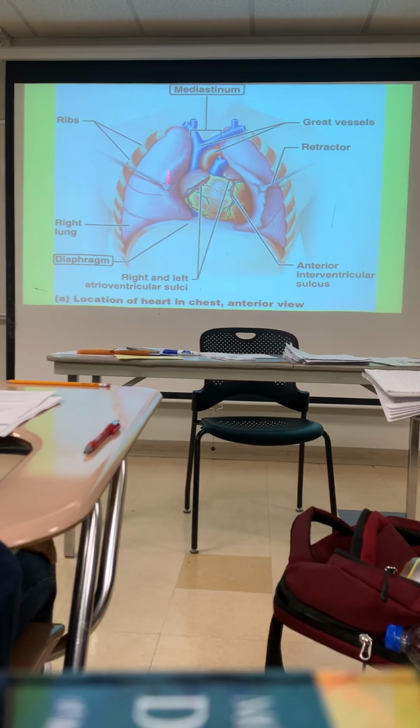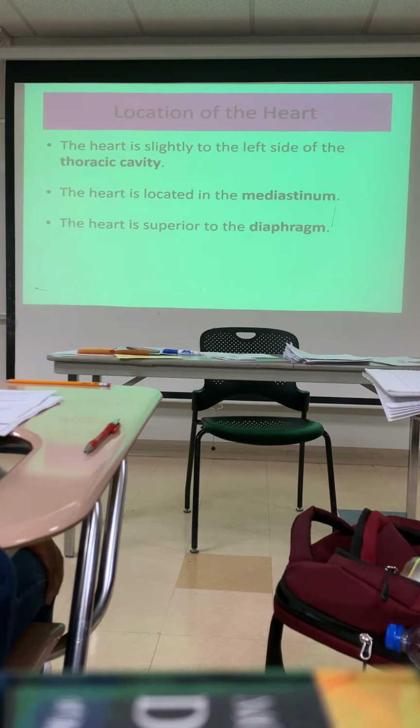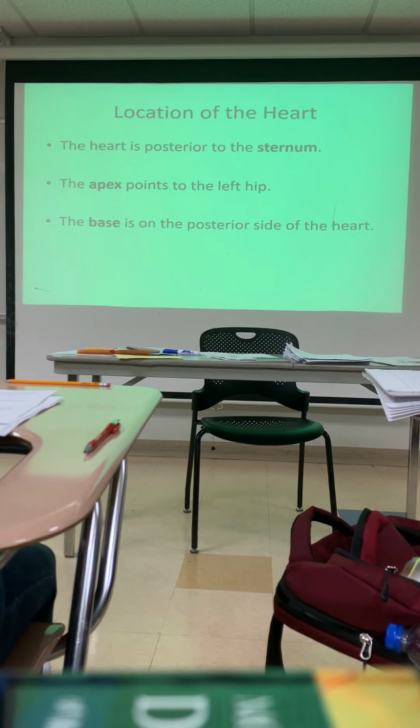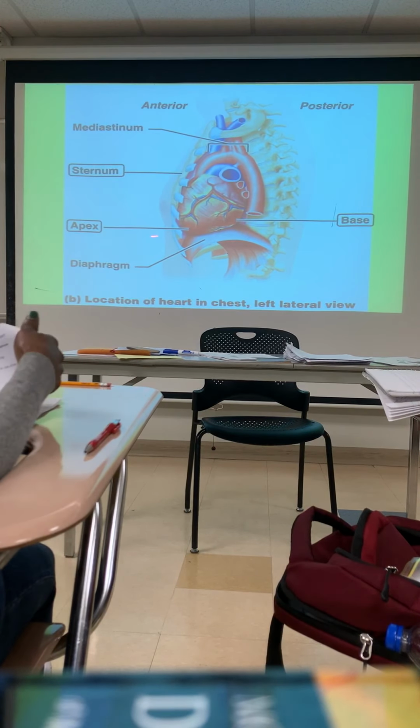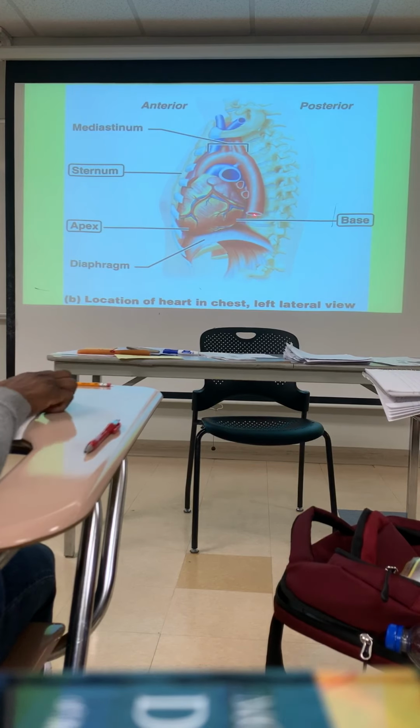Okay, so if you look here, mediastinum, you have this diaphragm on the abdominal cavity. So that's slightly left to the thoracic cavity, mediastinum, and superior to the diaphragm. So the heart is posterior to the sternum, apex points to the left, base on the posterior side of the heart. This is lateral view. In the lateral view, that's your mediastinum, then your sternum, your apex, your diaphragm, your base.